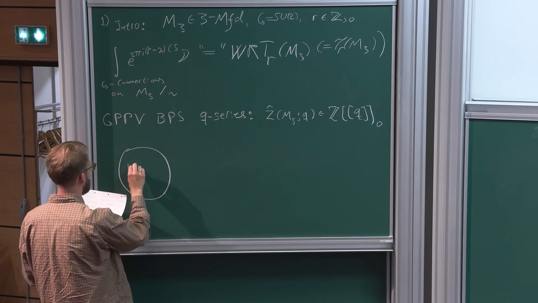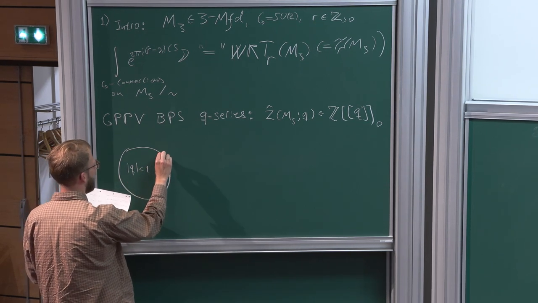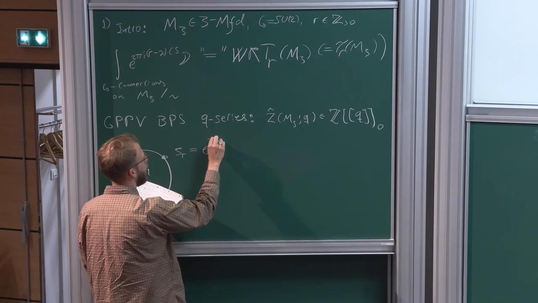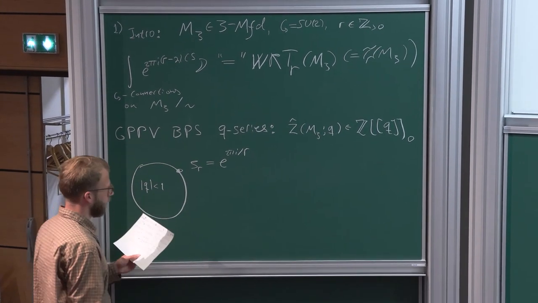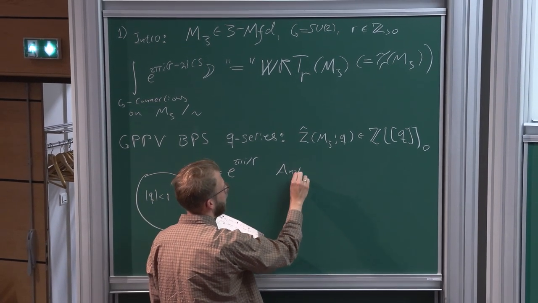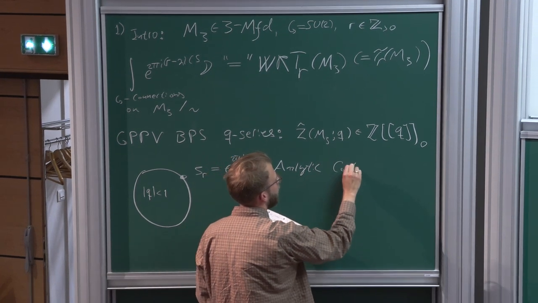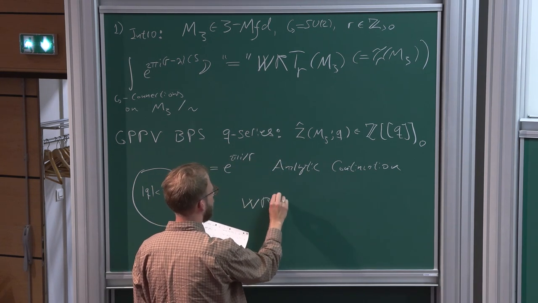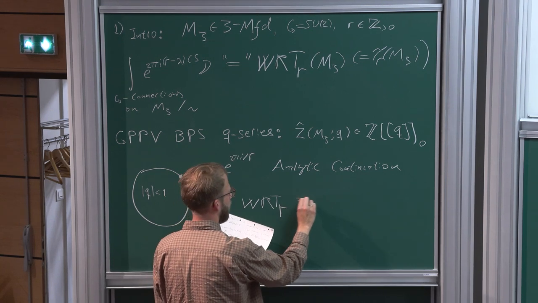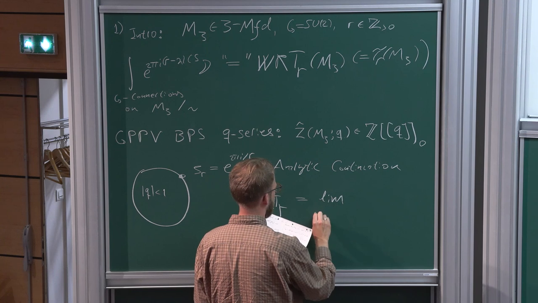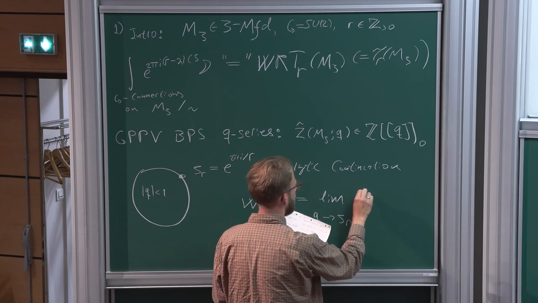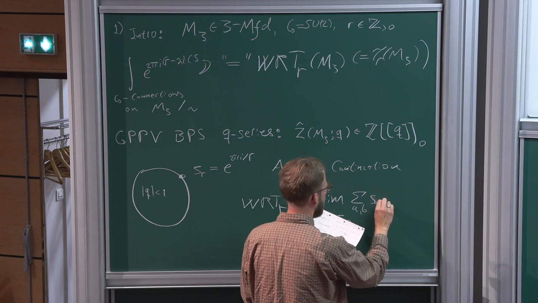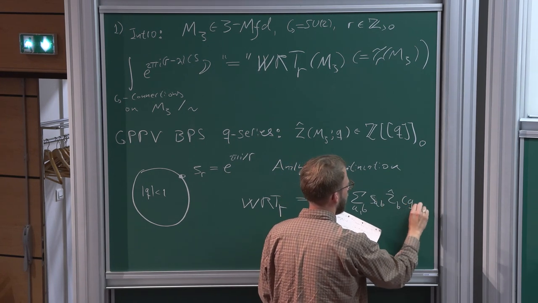So here we have the unit disk where Z hat lives. And then we have these limiting roots of unity, zeta_R, e^(2 pi i over R), and Z hat should be thought of as an analytic continuation of the WRT invariant to the interior of the unit disk via such a formula like this: Q tends to zeta_R, sum over, say, spin-c structures a and b, some coefficients S_ab, Z hat_b of Q.